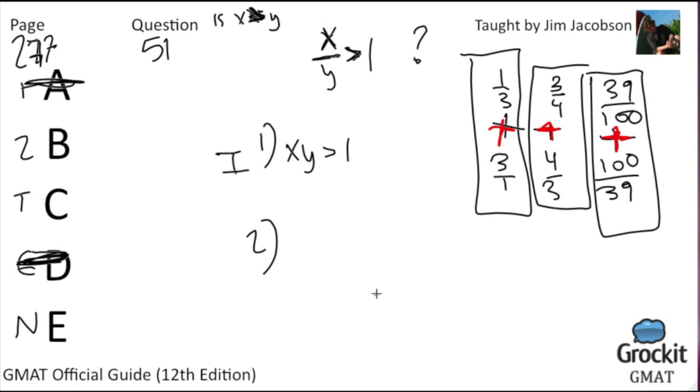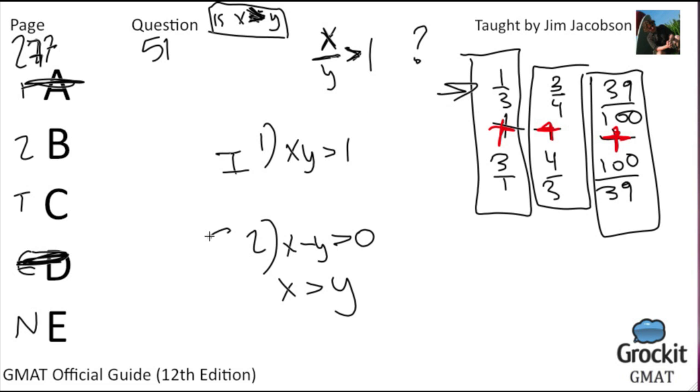Statement 2, we have x minus y is greater than 0. We can add y to both sides. That gives us x is greater than y, which is what we were actually originally asking about. If the numerator is greater than the denominator, then x over y is greater than 1. So statement 2 is sufficient on its own to give us our answer.